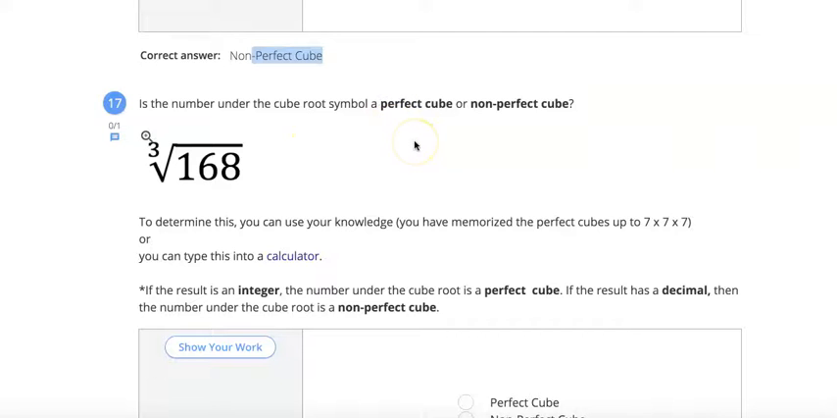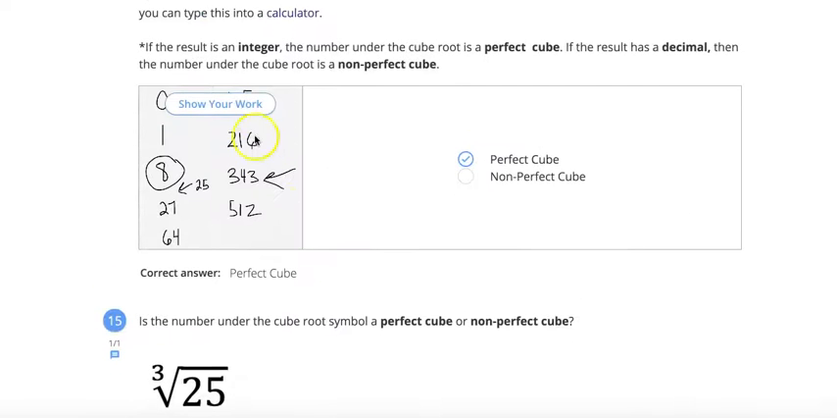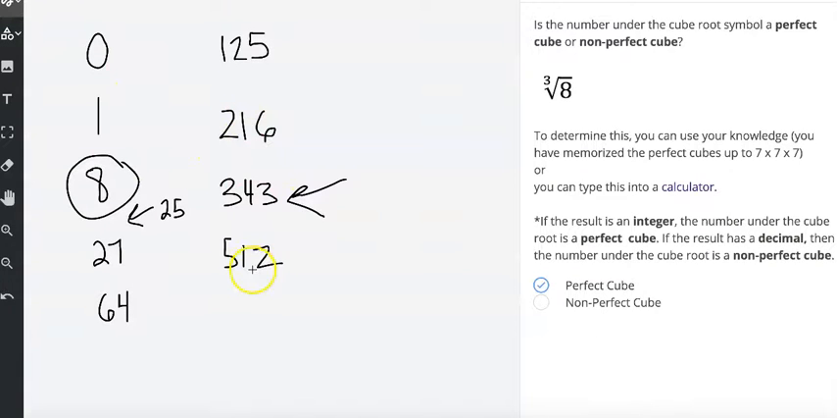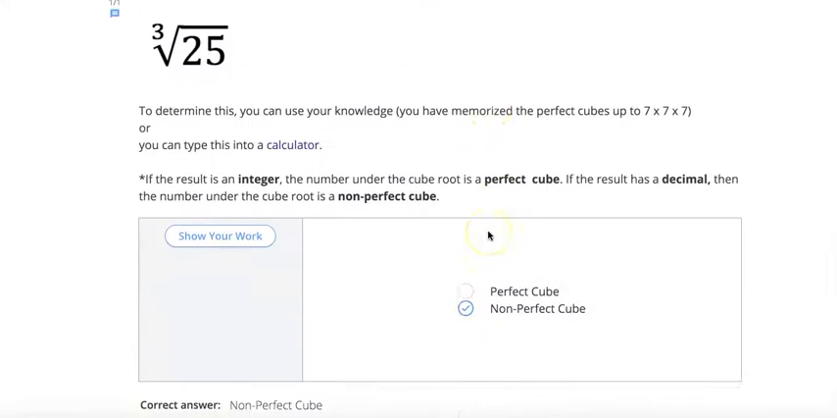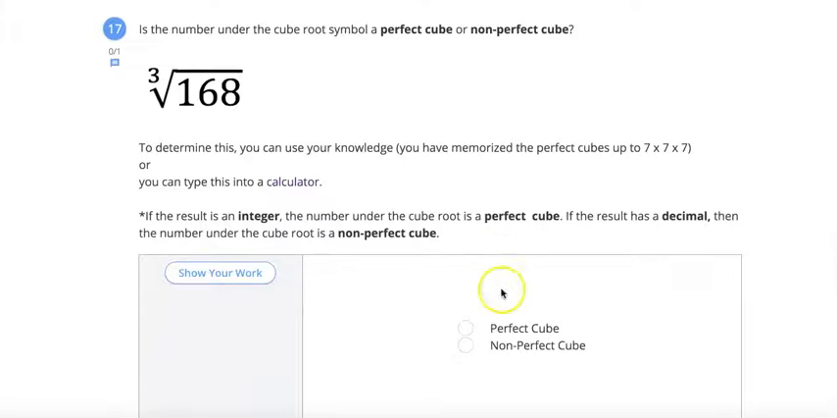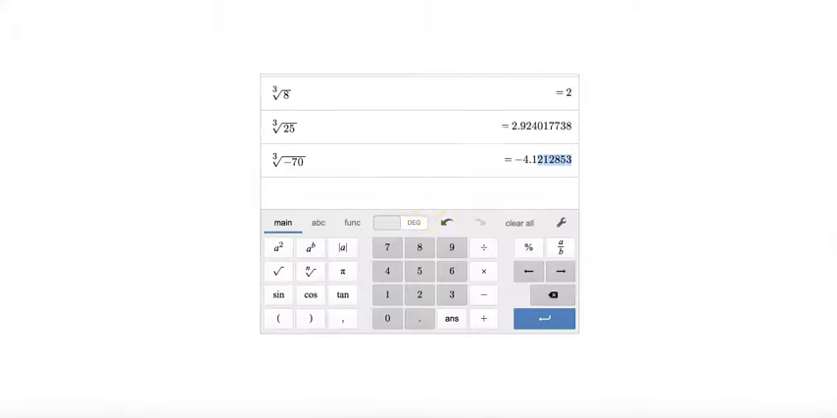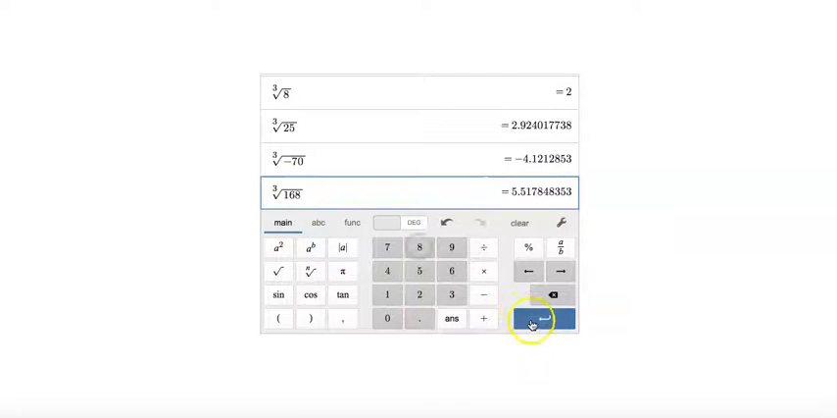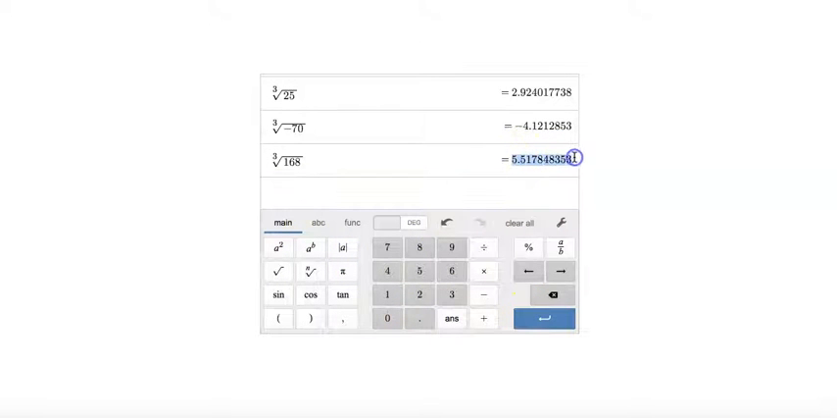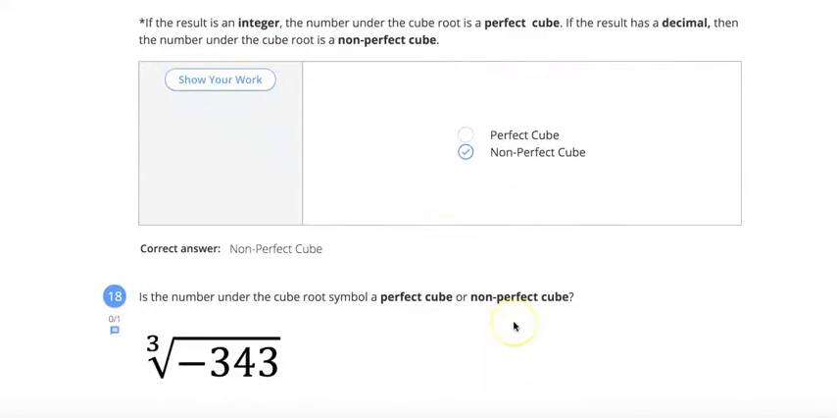Is the number under the cube root symbol a perfect cube or a non-perfect cube? Okay, so the cube root of 168, let's look back at our list. 168 is not on our list. So we're going to say it's a non-perfect cube, but we're also going to check our work using the calculator. The cube root of 168. Look, we do not get an integer. An integer doesn't have a decimal expansion like this. This number has a decimal expansion that goes on forever and has no pattern. So that is a non-perfect cube.